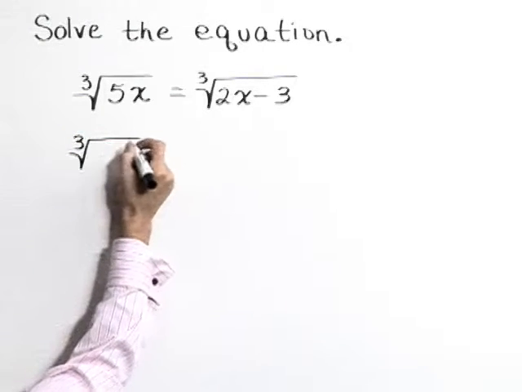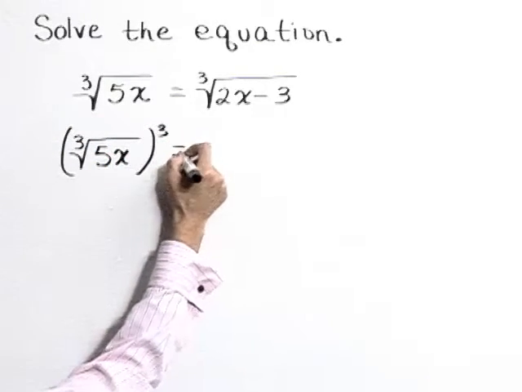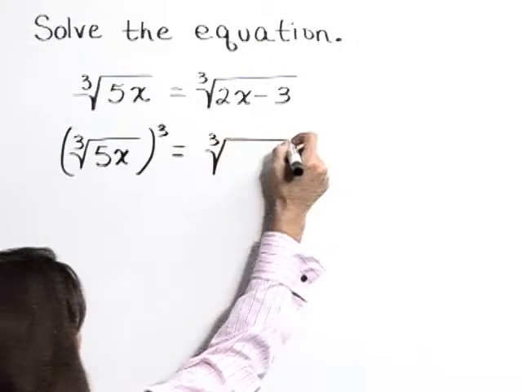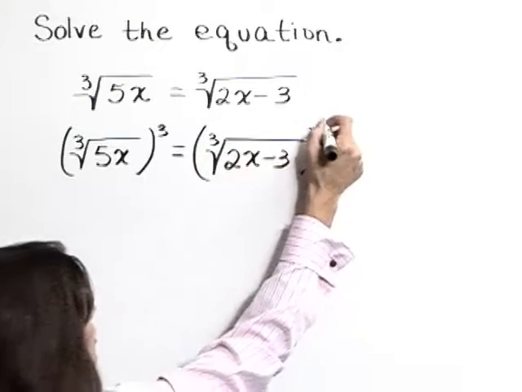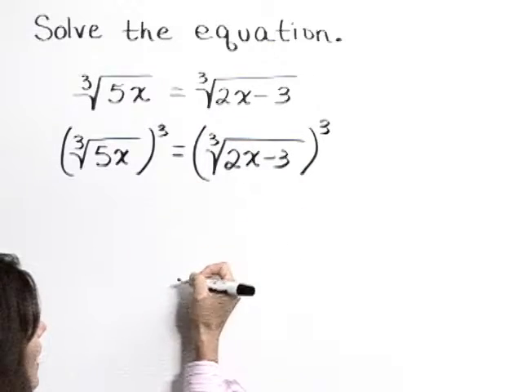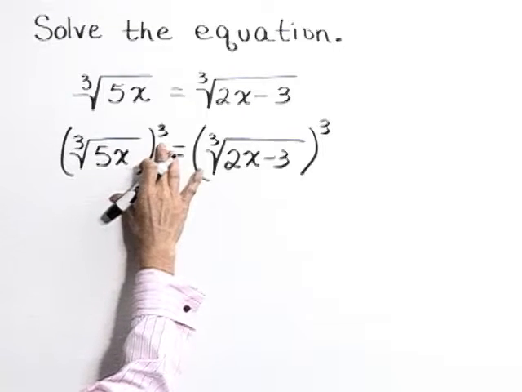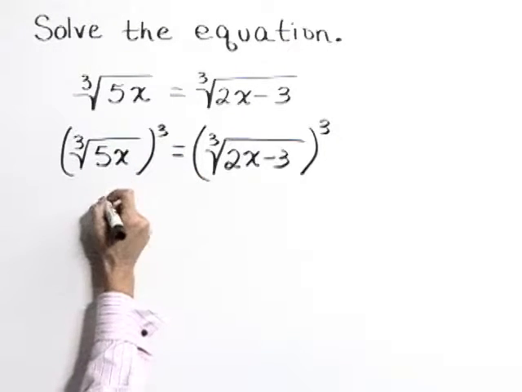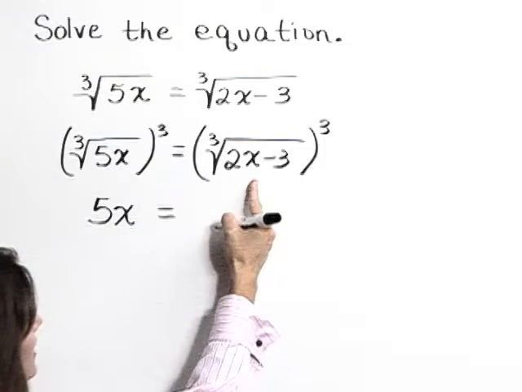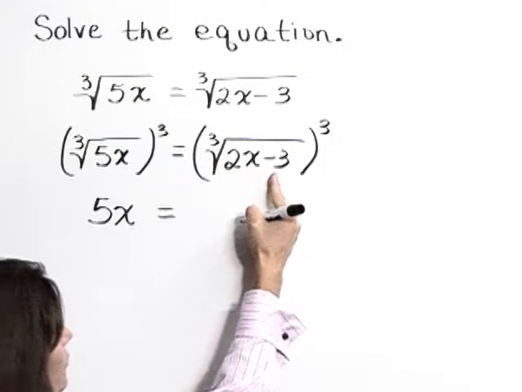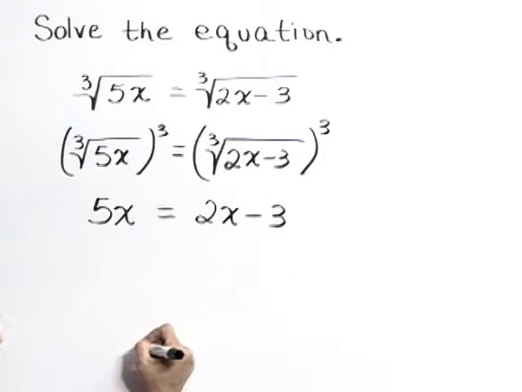So let's take the left-hand side, the cube root of 5x, and cube it. We'll take the right-hand side as well, the cube root of 2x minus 3, and cube it also. Raise both sides to the third power. Well, the cube root of a quantity raised to the third power is going to equal that quantity, in this case 5x. Same thing on the right-hand side. The cube root of 2x minus 3, quantity cubed, is equal to 2x minus 3.